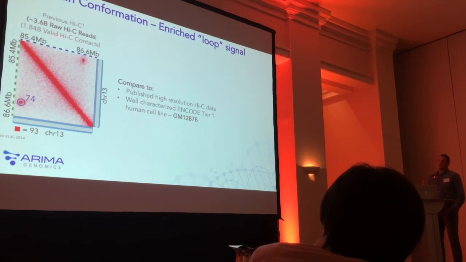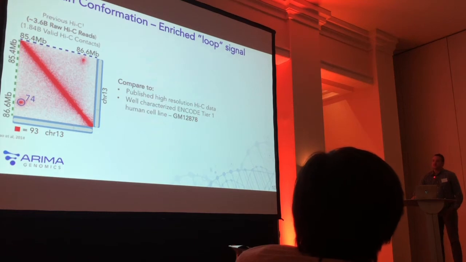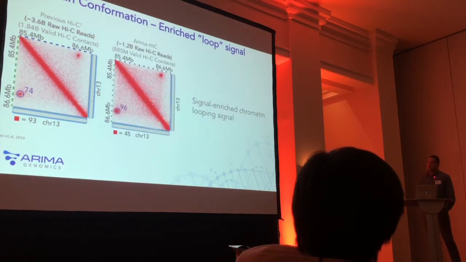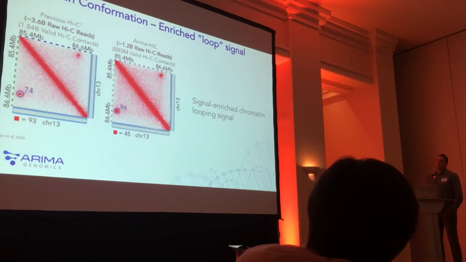This is from one of the replicates from that data set that was sequenced to about 3.6 billion raw Hi-C reads. This is an ENCODE cell line. So we generated Arima Hi-C data using the protocol I just described, sequenced this to about 1.2 billion reads, or a third of the depth, and after processing the data through Juicer, calling loops via HiCCUPS as part of the Juicer framework.